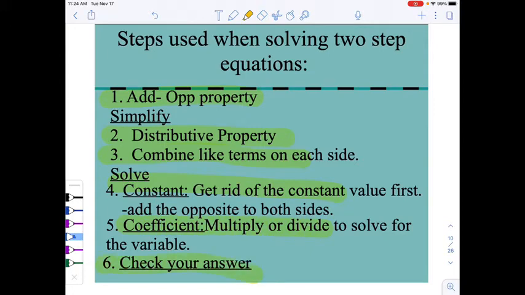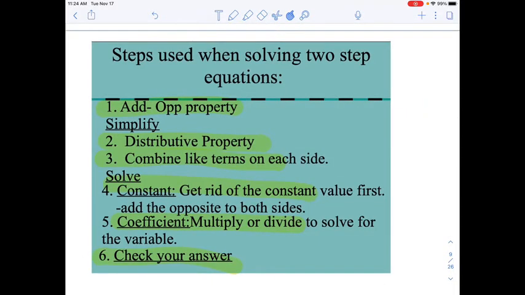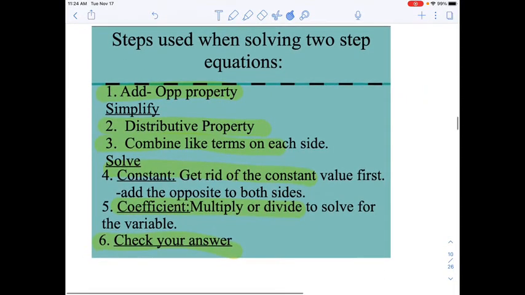Lastly, check your answer. Make sure you have these steps written down so that you can use it when you're taking a quiz and a test and even on your homework. We're going to practice this together, so hopefully this will make more sense in a minute.